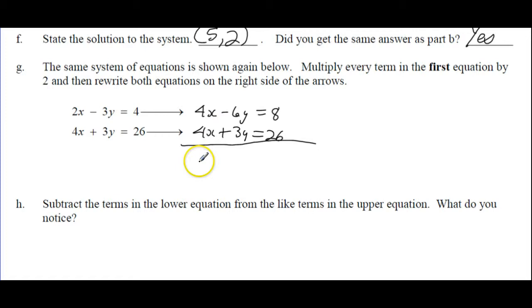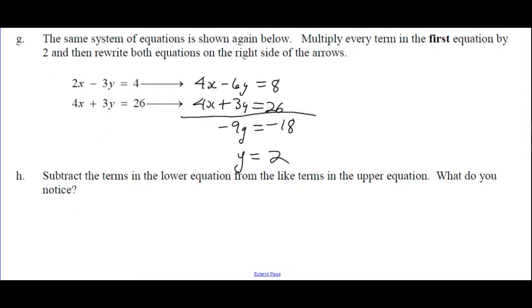So 4x minus 4x is 0x. Negative 6y minus 3y is negative 9y. And 8 minus 26 is negative 18. And you notice we only have an equation in y, which if we solve, we get y equals 2, which is the solution to the y-coordinate. Well, I guess I'll write that in.